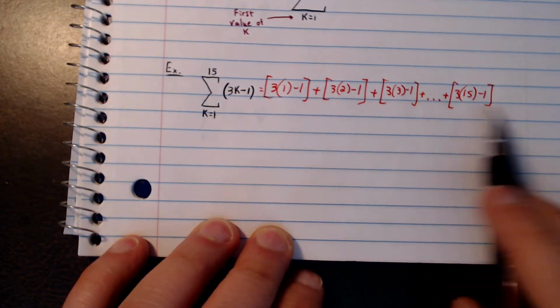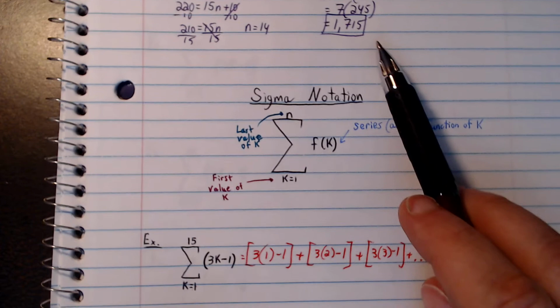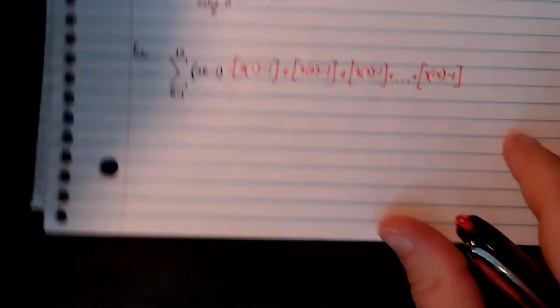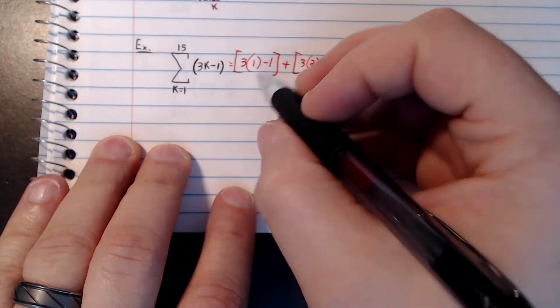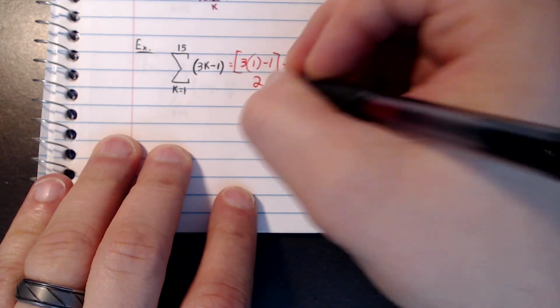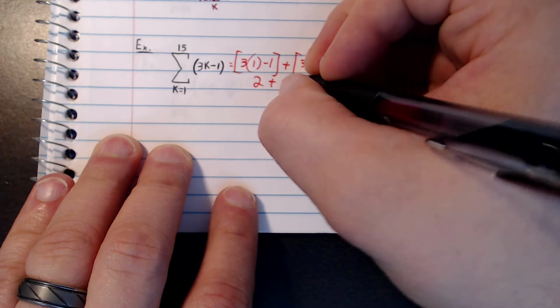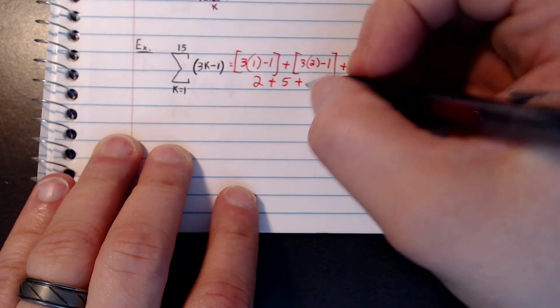So what is this kind of starting to look like to you? It's kind of starting to look like what we had up here, right, where the numbers were written down, but they're not written down the same way anymore. We've got to figure out what those numbers are. Okay, well, let's see. 3 times 1 is 3, minus 1 is 2. 3 times 2 is 6, minus 1 is 5. 3 times 3 is 9, minus 1 is 8.